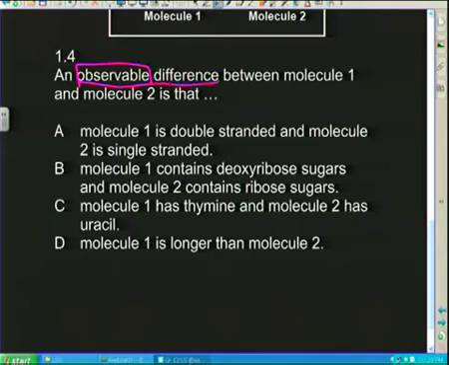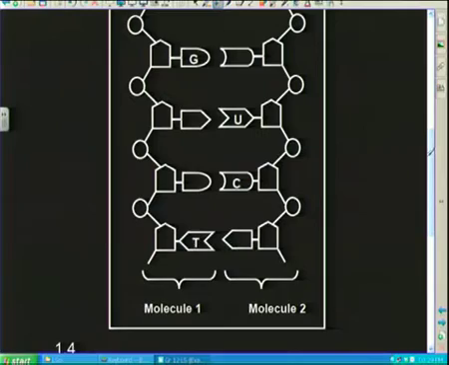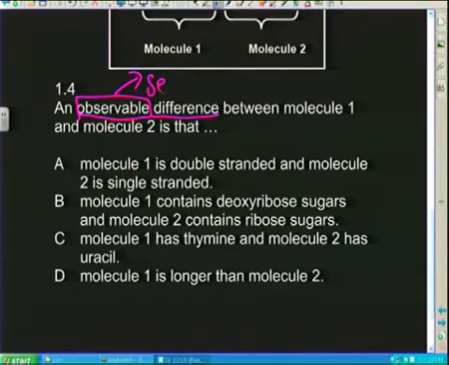And it's 2 things. What is the difference between molecule 1 and molecule 2? They're not asking you to give the difference that it's double-stranded or something. The key word there that they asked is observable. In other words, from the diagram, what can you see? What is the 1 thing that you can see from that particular diagram that is going to apply to this question? Let's go through the answers.